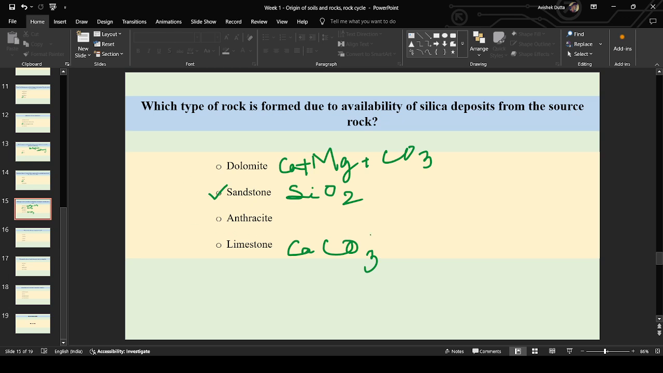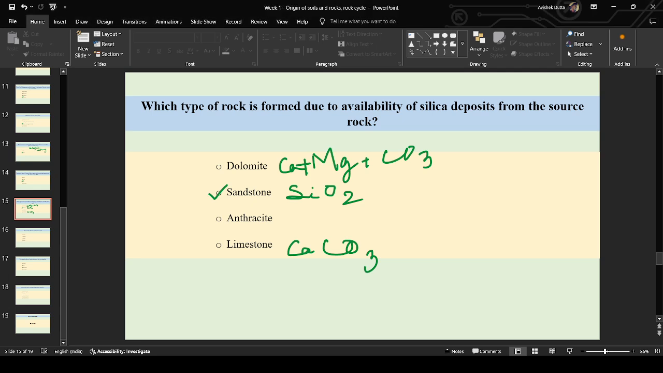What is anthracite? Anyone? Have you heard about the types of coal? Anthracite, bituminous, lignite, peat. No one has heard about the types of coal.